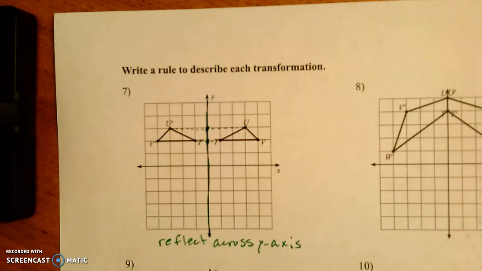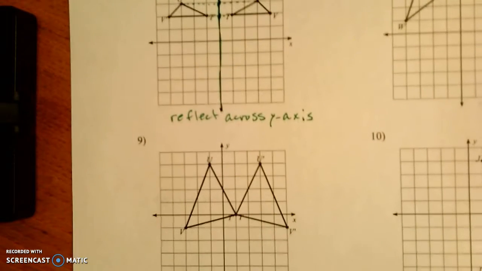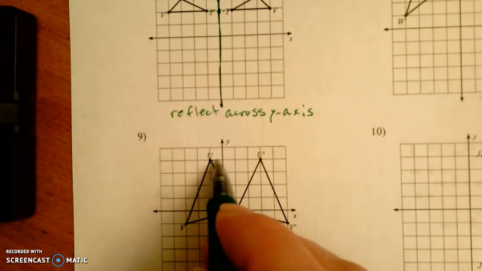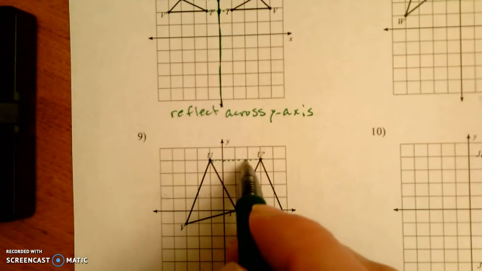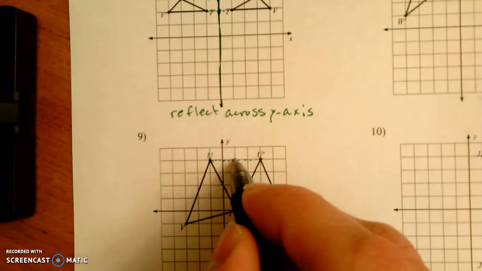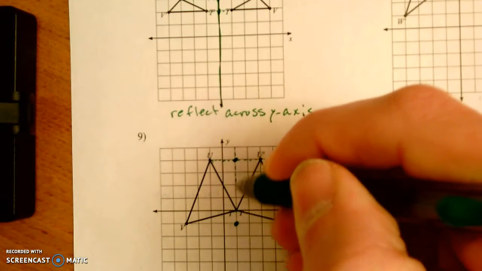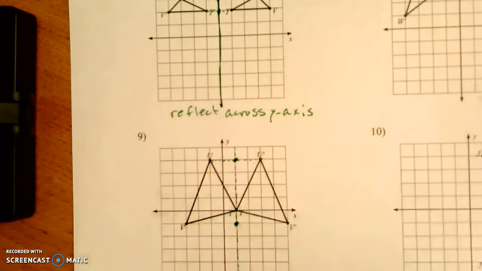We'll do one other one on this side. So look up here. U to U prime is 1, 2, 3, 4 spaces apart. Halfway is 2. So the line of reflection passes through that point. Down here, V to V prime is 1, 2, 3, 4, 5, 6, 7, 8 spaces apart. And 8 divided by 2 is 4, so the line of reflection also passes through this point. So this is the line of reflection.